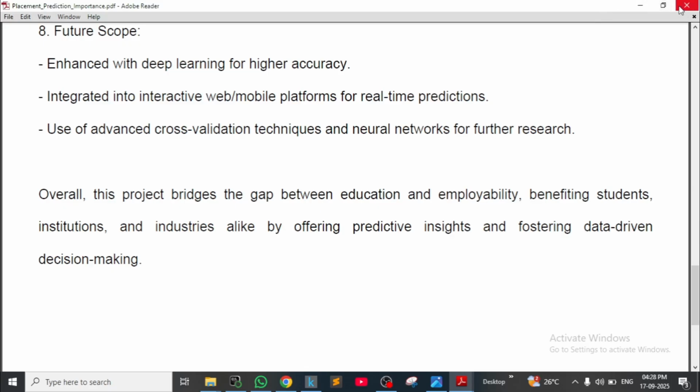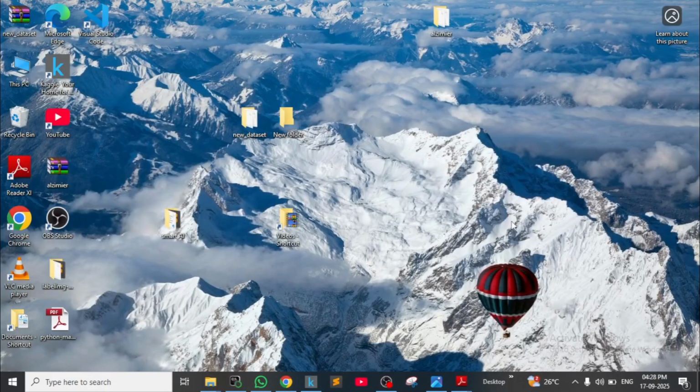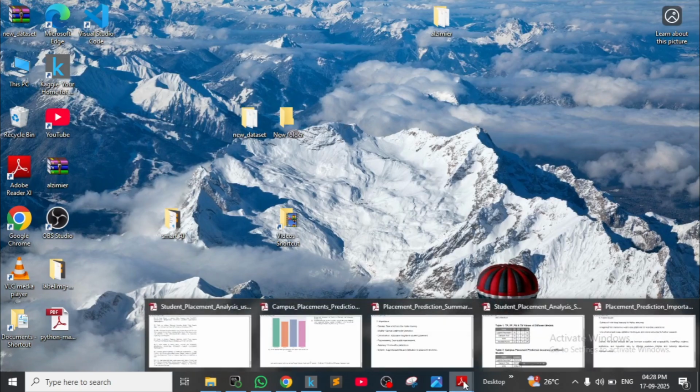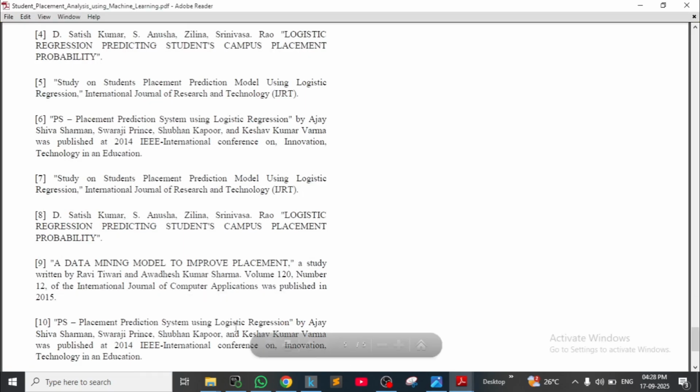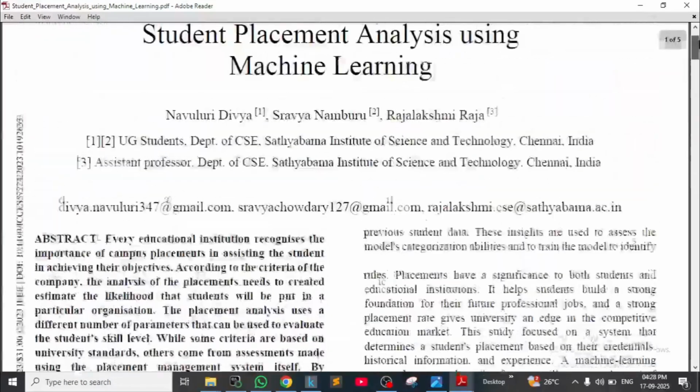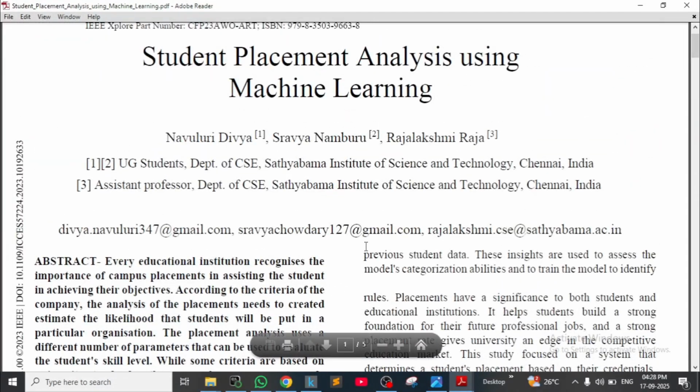Okay, now I'll show you the research paper in depth. Okay, so you can come to know what content they have. See, this is student placement analysis using machine learning.